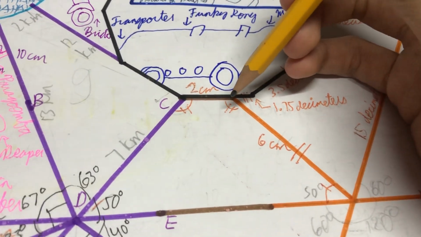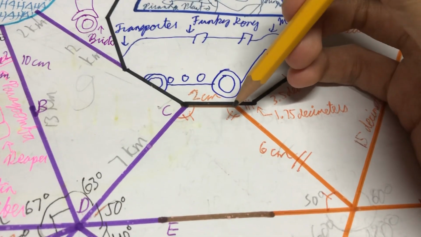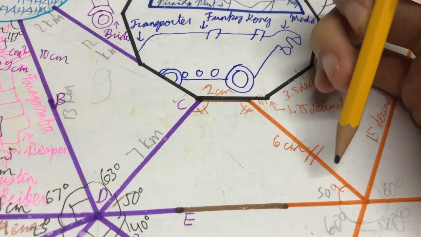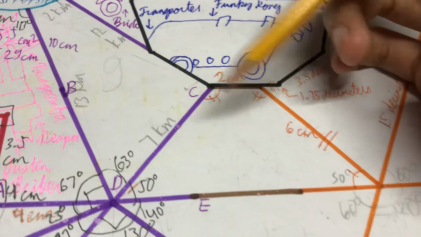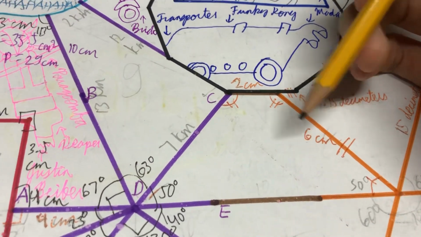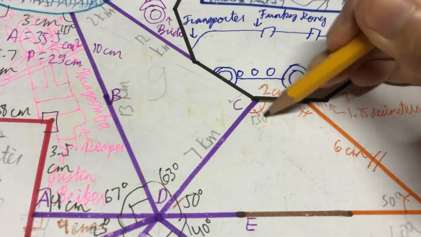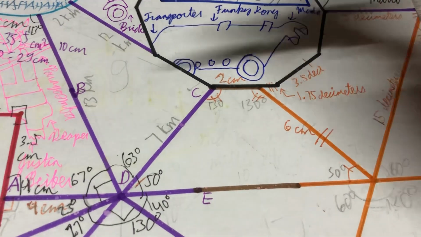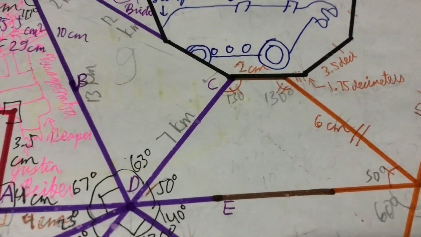So, what's the formula? Since it's a quadrilateral, it should be 360 degrees. Now, 360 degrees minus the two 50s. 50 plus 50 is 100. Then, 360 minus 100 is 260. Then, 260 divided by 2, eh di 130 yung sagot. So, therefore, these two angles should measure 130 degrees.